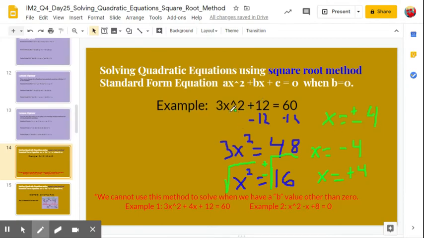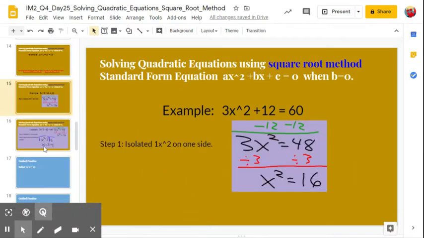-4 squared, oh, that's also positive 16. 16 times 3 is 48. 48 plus 12 is 60. There you go. We solved our first quadratic equation using the square root method. And again, this only works when we don't have x to the first degree. If we had x to the first degree anywhere in our equation here, this method would not work.